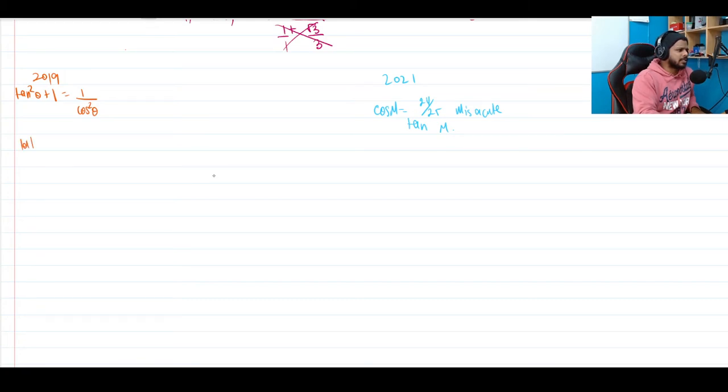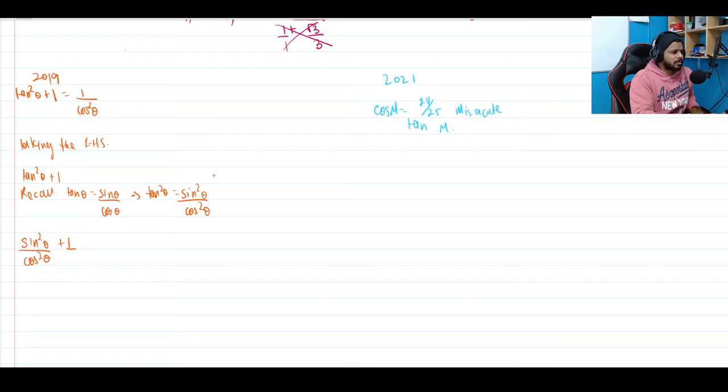So taking the left hand side, I have tan squared theta plus 1. Then I'll recall the base identity, tan theta is sine theta over cosine theta, which implies tan squared theta is sine squared theta over cosine squared theta. So I have sine squared theta over cosine squared theta plus 1.